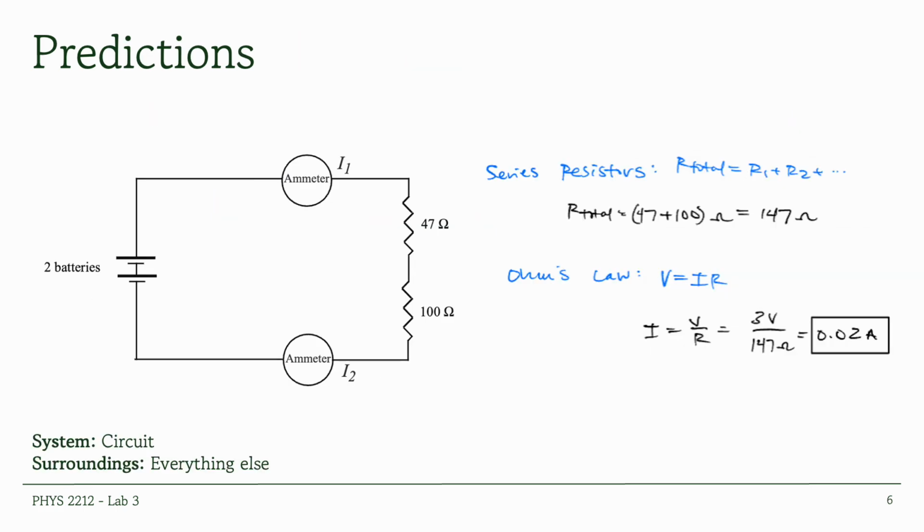So in this lab, the system is going to be the circuit, and the surroundings are going to be everything else. We were able to find the current flowing through this circuit theoretically using Ohm's law, and that value is found to be 0.02 amps.